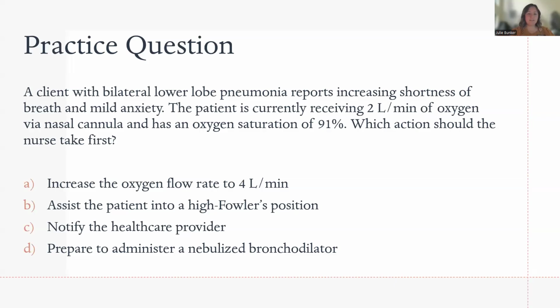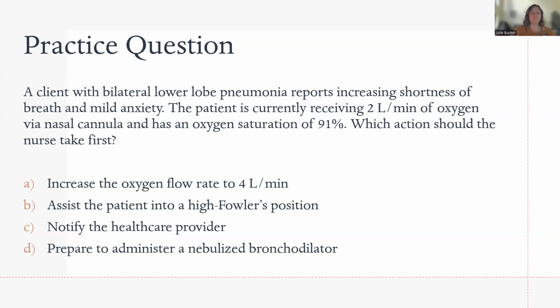A is increase the oxygen flow rate to 4 liters per minute. B, assist the patient into a high Fowler's position. C, notify the healthcare provider. Or D, prepare to administer nebulized bronchodilator. Okay, pause at this point. I'll say the answer in 3, 2, 1. Hopefully you got the answer B.